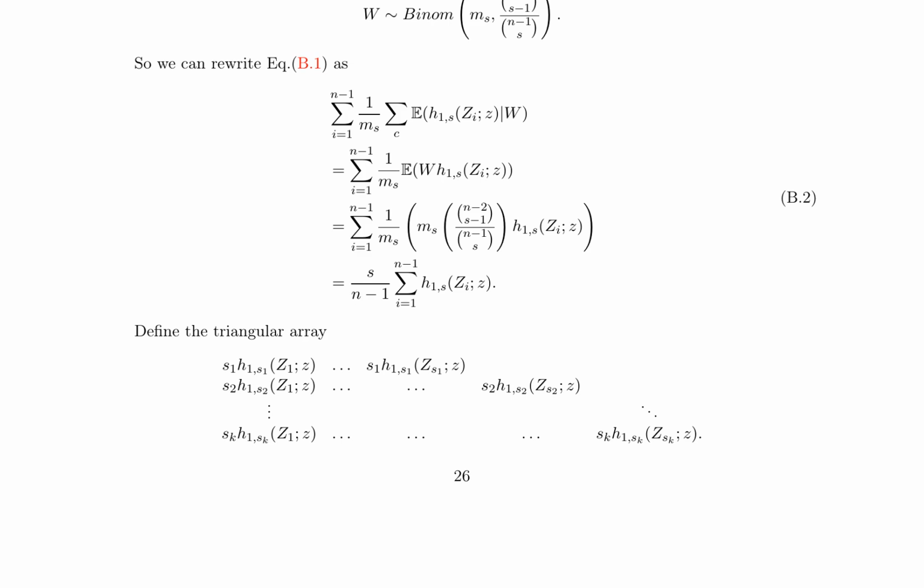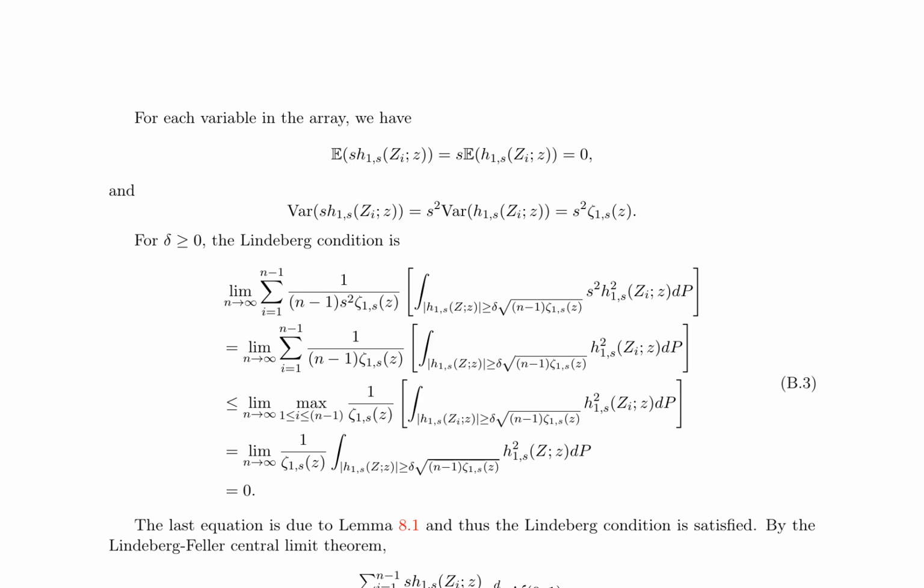This result is pivotal for the development of the main theorem in the paper. The appendix concludes by defining a triangular array consisting of elements S_1 H_1,S_1(Z_1, Z), ..., S_K H_1,S_K(Z_SK, Z). This array illustrates the structure of the Hájek projection and its relationship with the original data points, providing a crucial insight into the research.